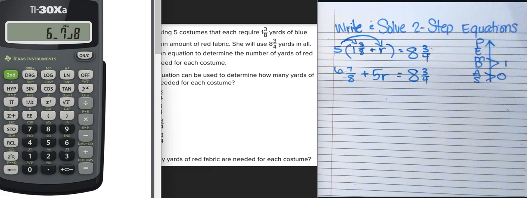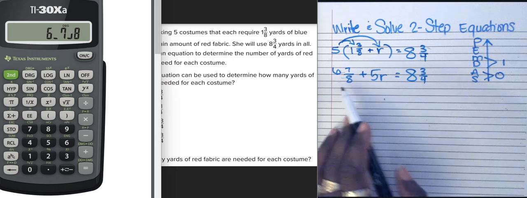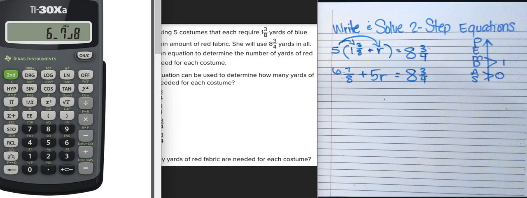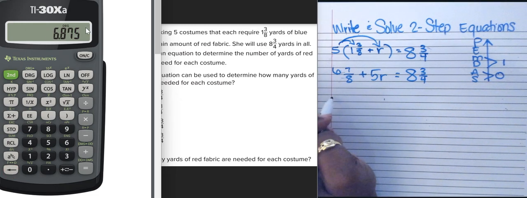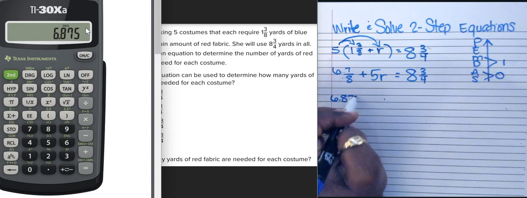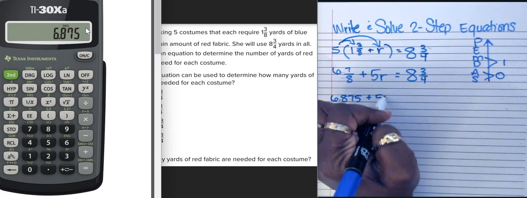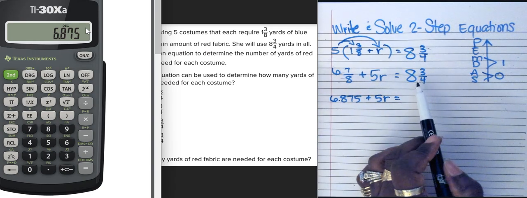Okay, now the next thing I want to do is, just me personally, I would prefer to change fractions to decimals. If they are terminating decimals, you can do that. Remember, if it's a repeating decimal, then you'll want to keep it in the fraction form so that you can have the most accurate answer. So let's look and see. If I convert this into a decimal, remember, you can hit the second and then the FD button or the backspace, and that will convert it. And it is a terminating decimal. So I'm going to write 6.875 plus 5R, and that is going to be equal to 8 3/4.